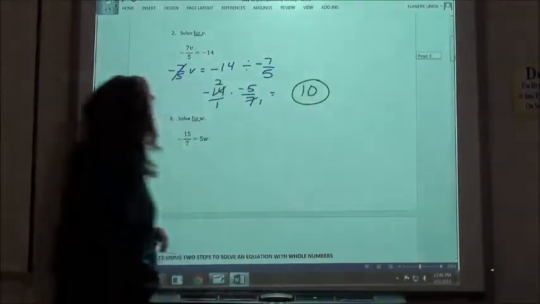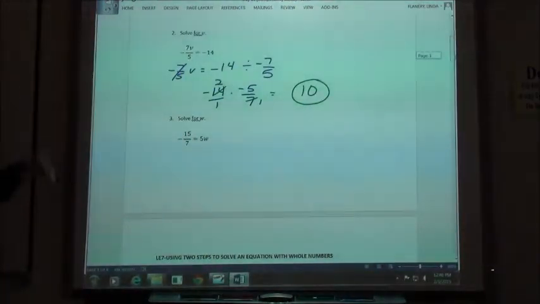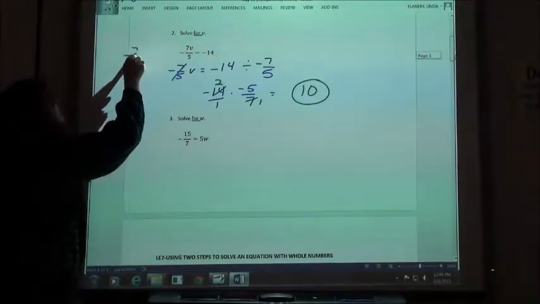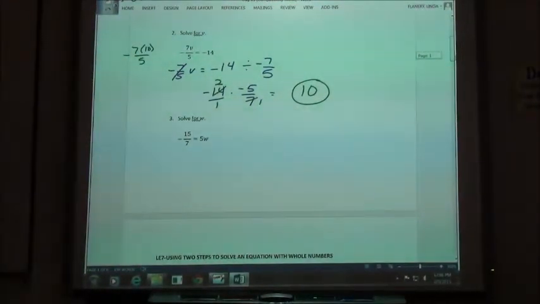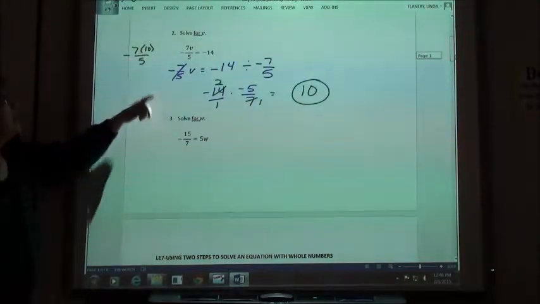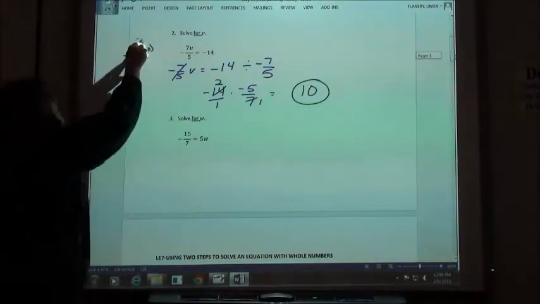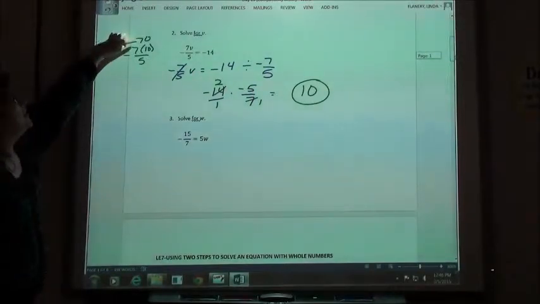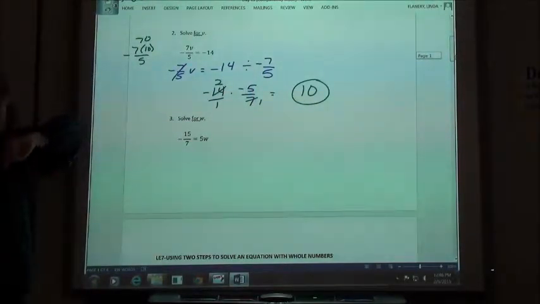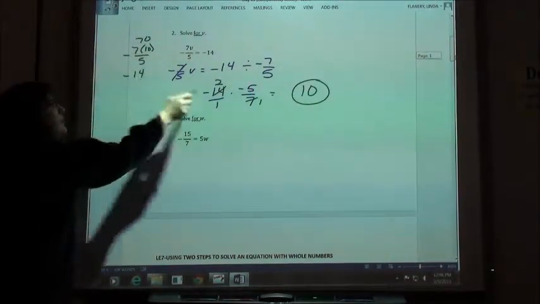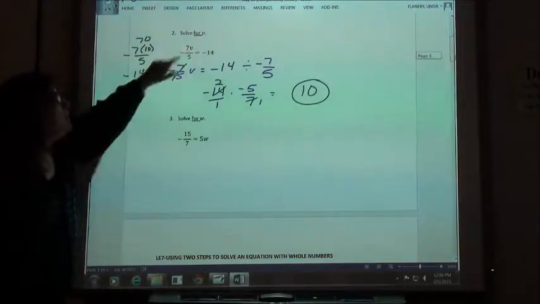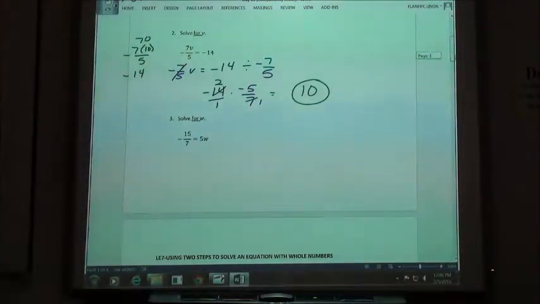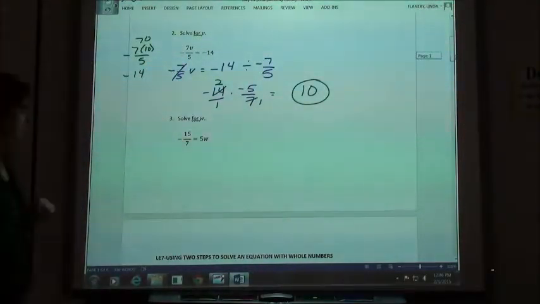Positive 10. Now, if I were checking that out, it would mean I'd have negative 7 times 10 over 5, right? Putting the 10 in for the v. 7 times 10 is 70. 70 divided by 5 gives me negative 14. That's how I would check that. I'd put that number in for the variable, and since 7v means 7 times v, that's how I check it.